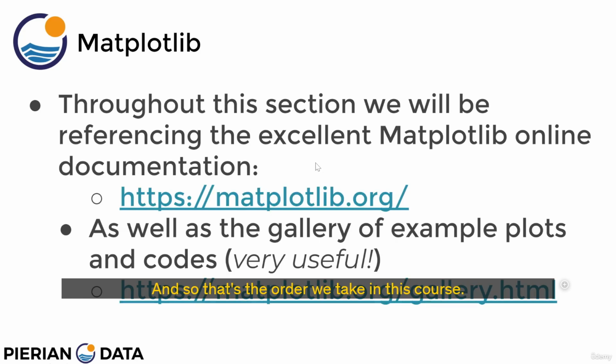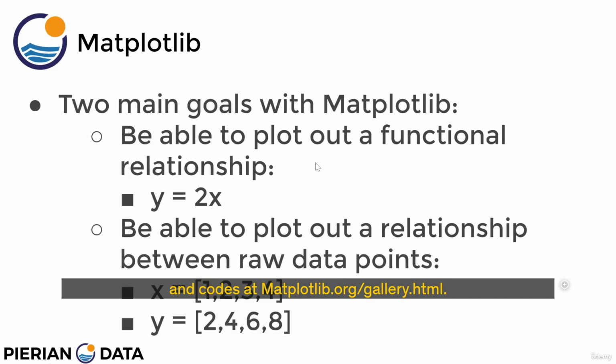Now throughout this section, we're going to be referencing the excellent Matplotlib online documentation, and that includes the matplotlib.org website, as well as the gallery of example plots and codes at matplotlib.org/gallery.html. Now, the two main goals with Matplotlib, basically the goals for the end of this section, is for you to be able to do two main tasks. One is to be able to plot out a functional relationship that is something like plot out the equation y equals 2x, or to be able to plot out a relationship between raw data points.